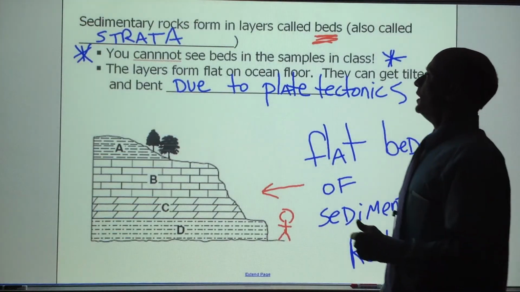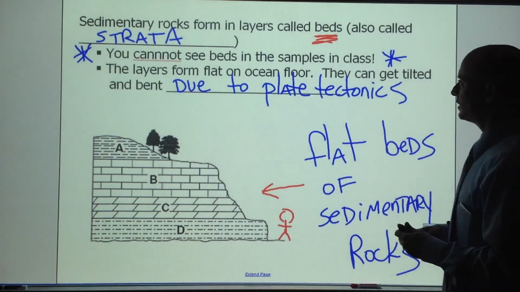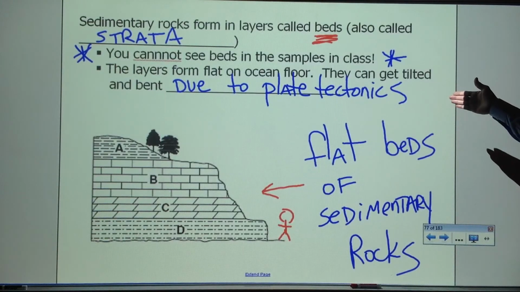Okay. And I alluded to this, I showed that picture of Big Bend National Park in Texas. Sedimentary rocks form in layers called beds, also called strata. As a matter of fact, if you need to copy this, please do it now.